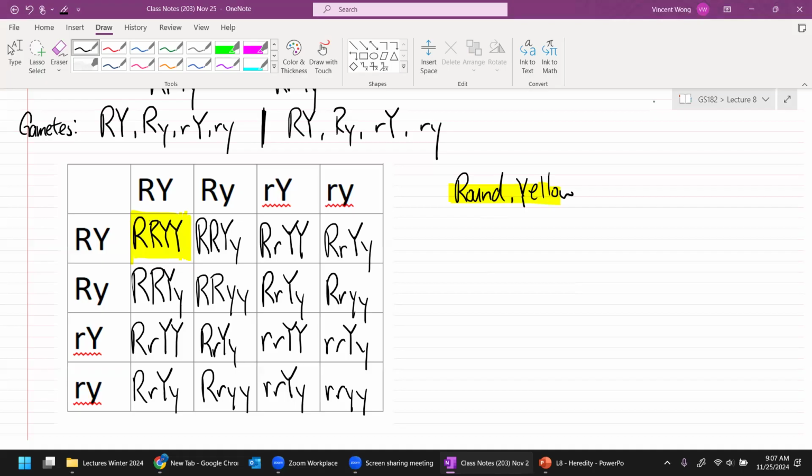What is this one? So is it round or wrinkled? Right. And what color? That's right. We have found that, right? How many? Okay, so this is not round and yellow. It has to be round and yellow. This is actually round and green. No, this is round and yellow.